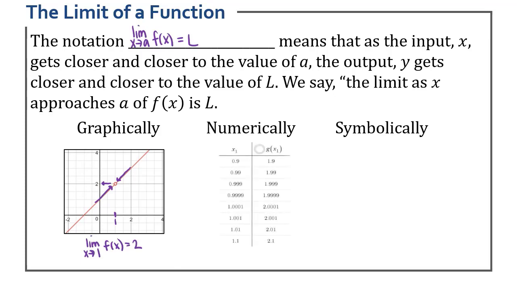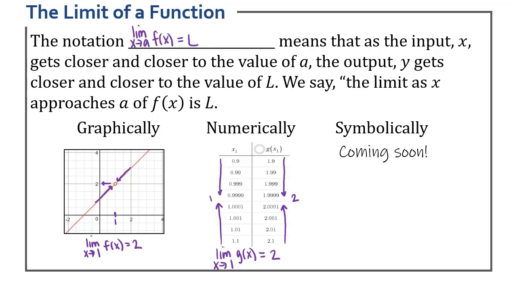Numerically, we could look at this as a table of values. You can see here I have values that are getting closer and closer to 1 from either direction, from numbers that are lower than it and numbers that are larger than it. When we're super close to 1, not quite 1, but super close to it, we can see what's happening with these y values. They are approaching 2. So as x is approaching 1, the y values are approaching 2. So again, we'd say here the limit as x approaches 1, and in this case, this is g of x, equals 2. Now, we're going to learn about limit laws and how to do this symbolically in a later section.